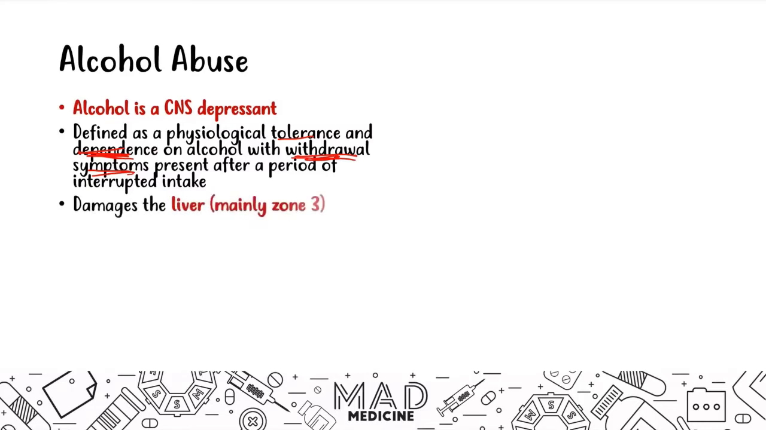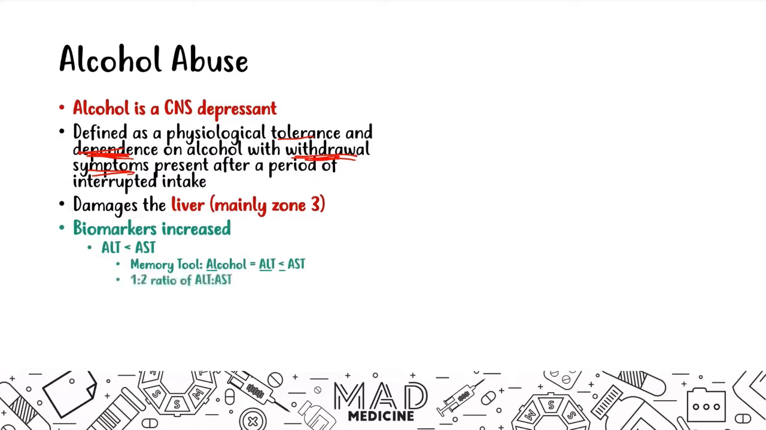Alcohol damages zone 3 of the liver around the central vein, and the biomarkers in alcohol abuse are definitely going to be increased. The first biomarker is AST. AST is going to be higher than ALT, and the way I like to remember it is that I think about alcohol, and then I put ALT first, and ALT is less than AST, so AST is going to be higher by a ratio of 2 to 1. AST is going to be 2 times the amount of ALT, but this normally returns back to normal within 7 days.